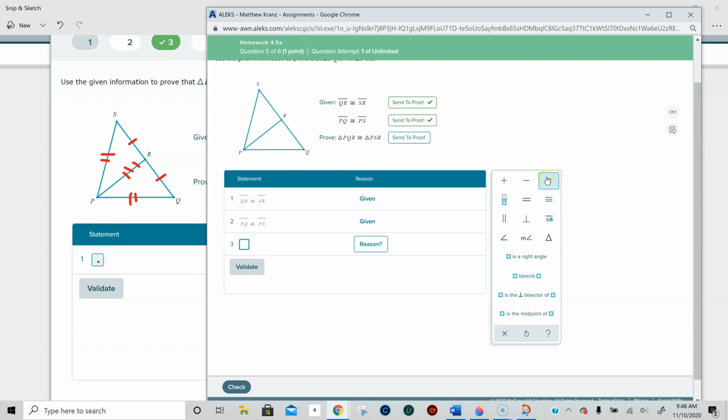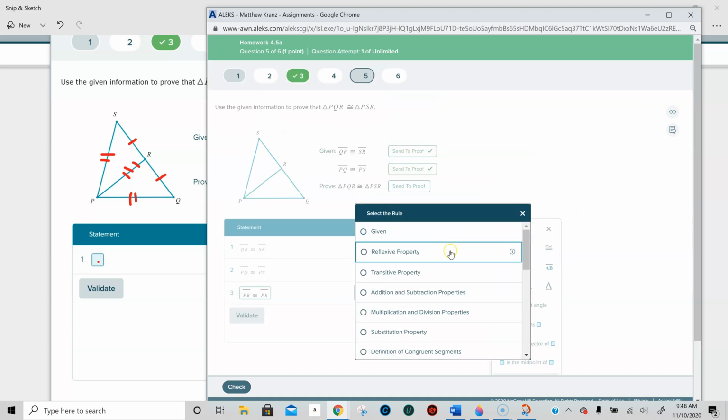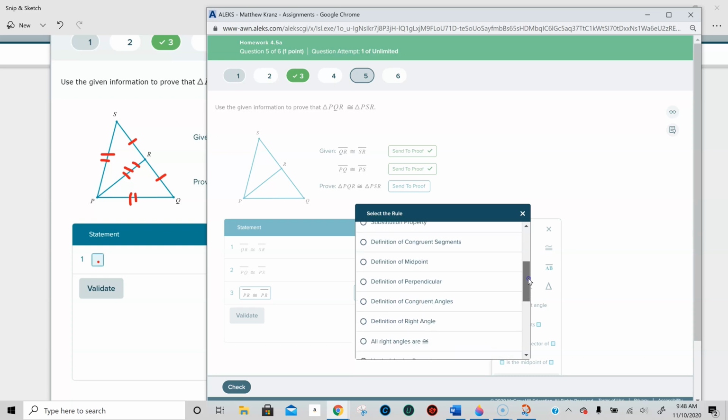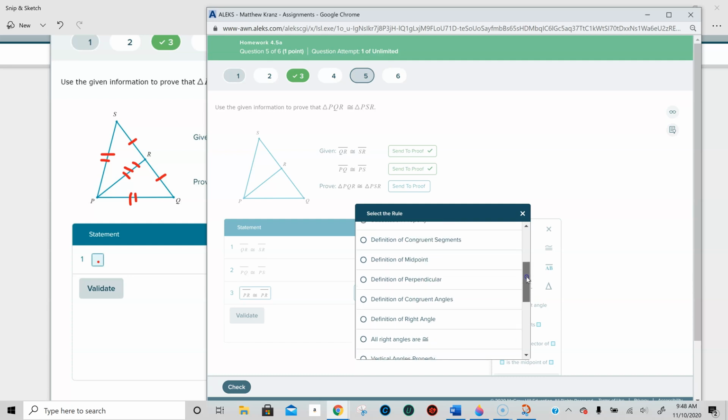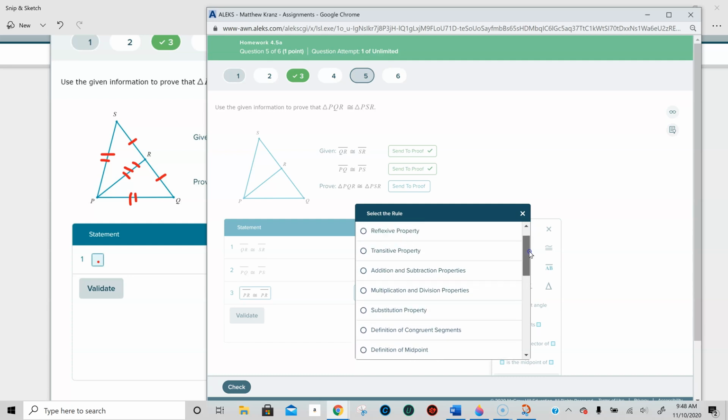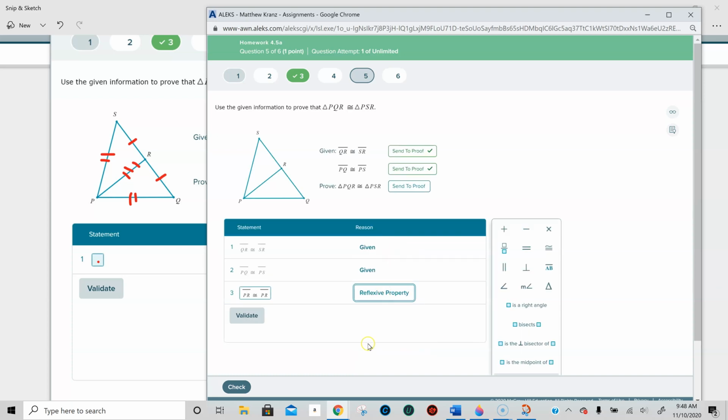My mistake was I hit this to make the little line, PR, and then I hit this, and you see how the line extended over it? That would make it wrong. So what you do is you hit the right arrow, and that moves it over. PR. And now what's that reason? That's the reflexive property we talked about. I have to find it. Reflexive property, right? And then I have to validate.